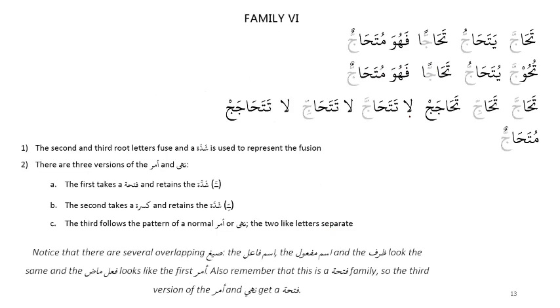Okay, family six. Tahajja, yatahajju, tahajjan, fahuwa mutahajjun. Okay. So what is the bab here? Tafa'ul. Bab tafa'ul, I think.